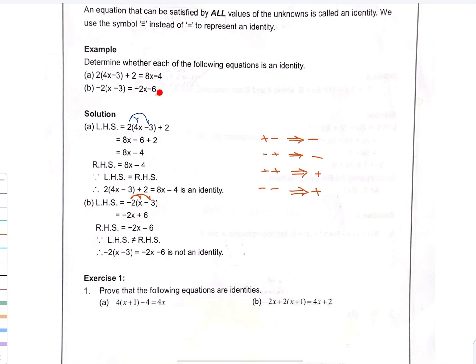And what's on the right hand side? -2x minus 6. Okay. Are they the same? -2x, both of them have it. But on the left hand side we have a +6, and on the right hand side we have a -6. They are not the same. One is positive, one is negative. So no, they are not the same. If they are not the same, you use the sign unequal to. So since they are unequal, the left hand side is unequal to the right hand side, so this is not an identity.